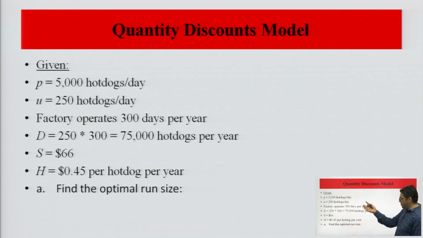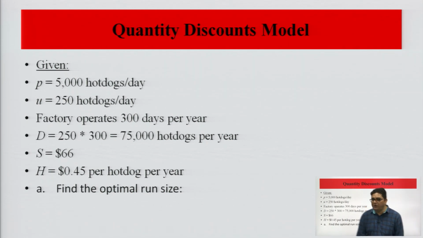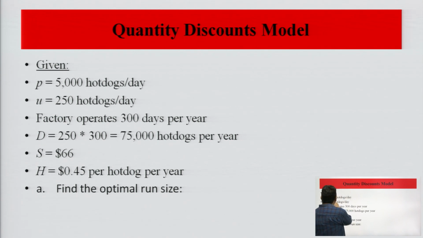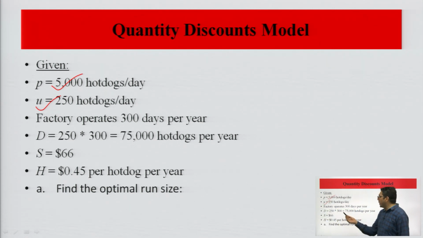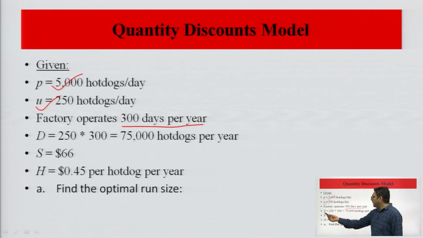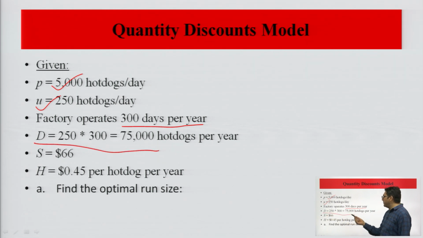This is a question that is being given on inventory. It is 5,000 hot dogs per day. Usage is 250. The factory is working 300 days per year. Total demand is being calculated as 250 multiplied by 300 days per year, and we came to a total accumulative of 75,000.